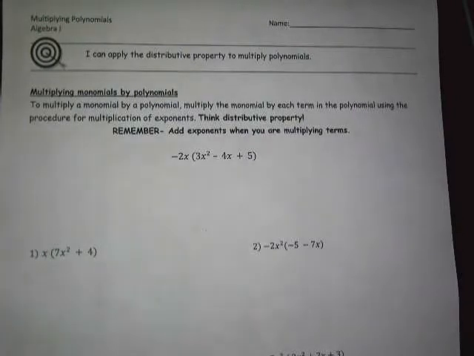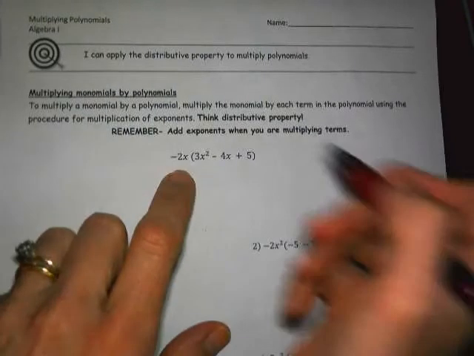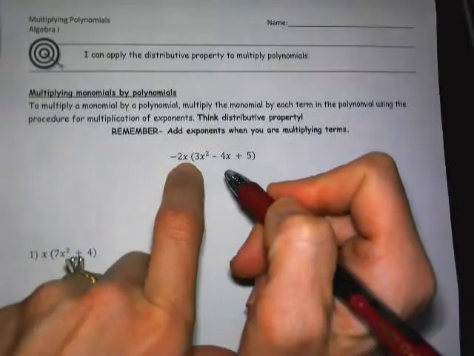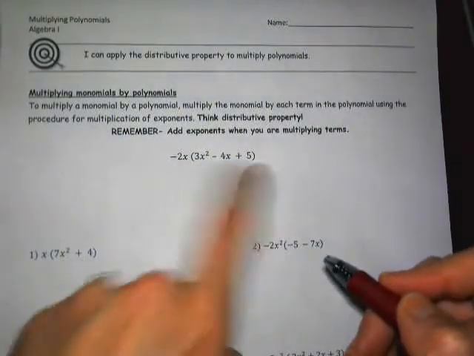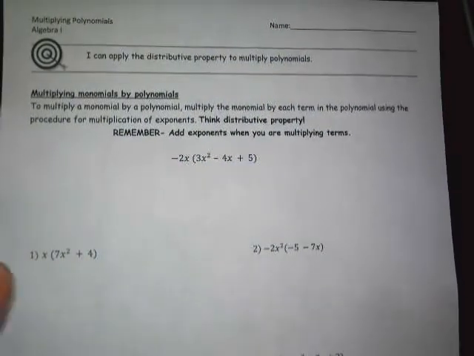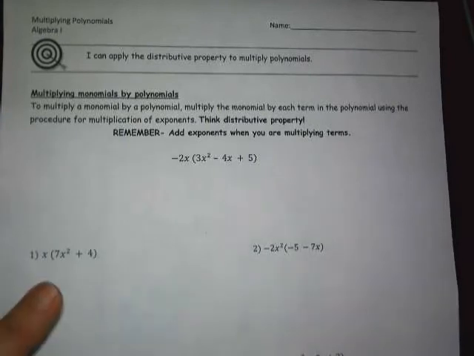So today we are going to be multiplying a monomial by polynomials. Monomial being one term, polynomials being more than one term. And we've got a couple different things that we need to remember here. We need to remember distribution. You've been distributing a long time. Then we need to think back to last unit when we were multiplying exponents.